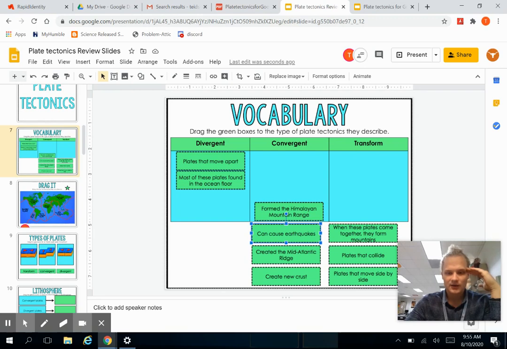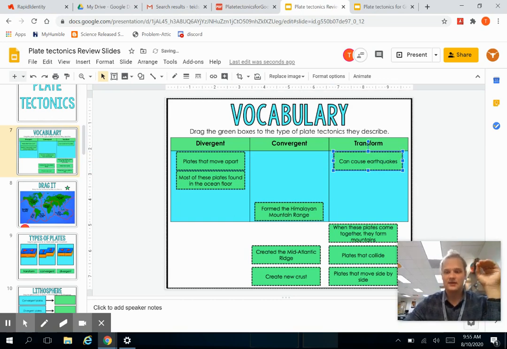These can cause earthquakes. All of these can cause earthquakes, but transform is the most common. You see that in the San Andreas Fault in California. That is a transform fault where it's sliding back and forth. An earthquake happens when there's just a quick shift, boom, and now there's a rippling effect in the ground, which causes an earthquake.